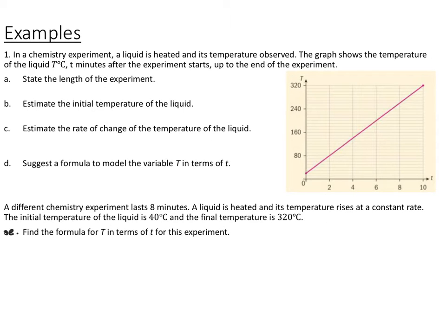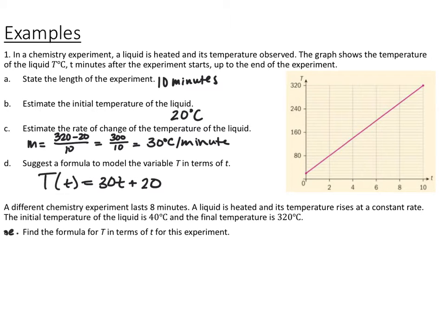So here's an example. In a chemistry experiment, a liquid is heated and its temperature is observed. This graph shows the temperature of the liquid, T degrees Celsius, t minutes after the experiment starts, up until the end of the experiment. So use that graph to answer questions A through D. Go ahead and pause the video and do that.